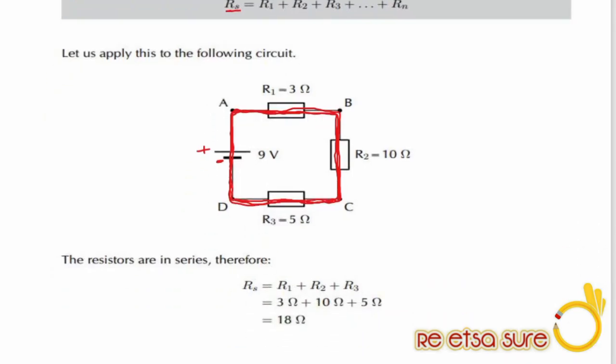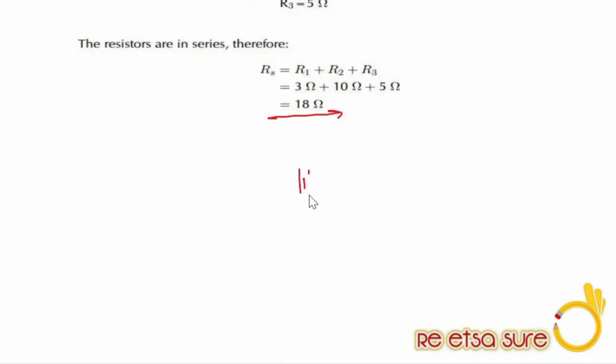What is the value for R1? Our R1 is 3, plus what is the value for R2? Our R2 is 10, plus what is the value for R3? Our R3 is 5. So 3 plus 10 plus 5 gives us 18 ohms. Meaning 18 ohms is our total resistance for this circuit.